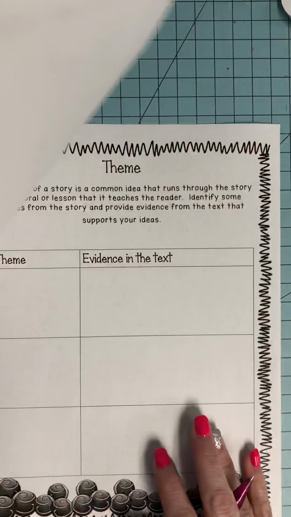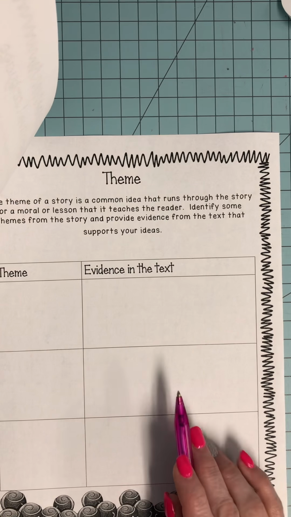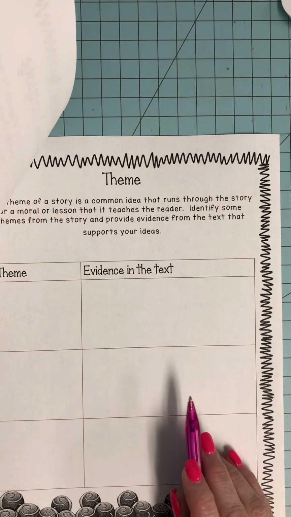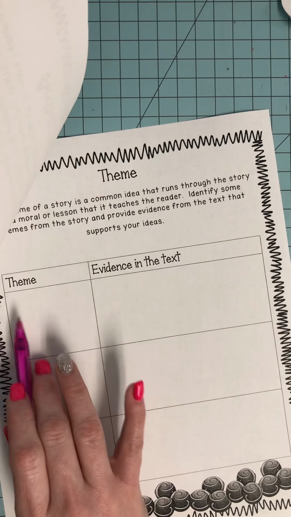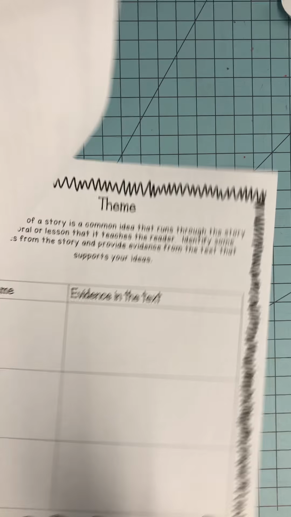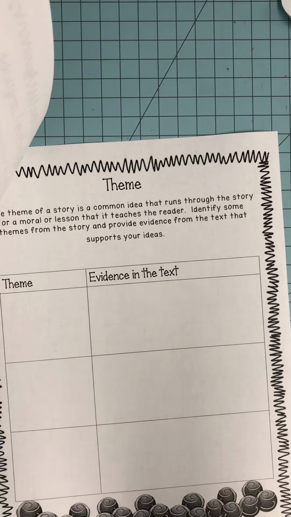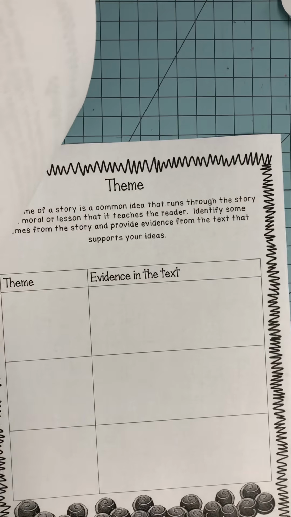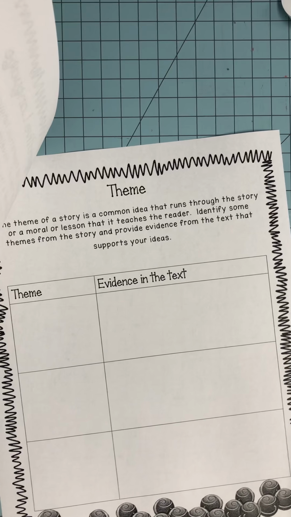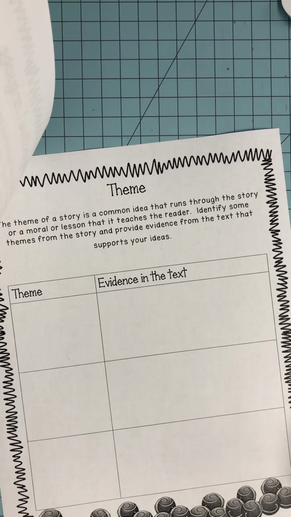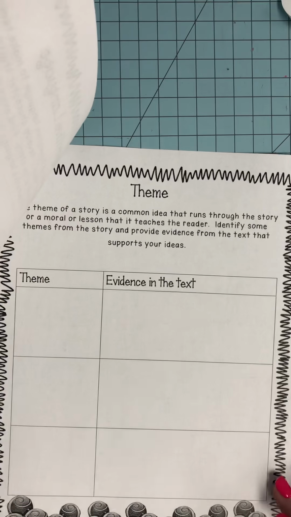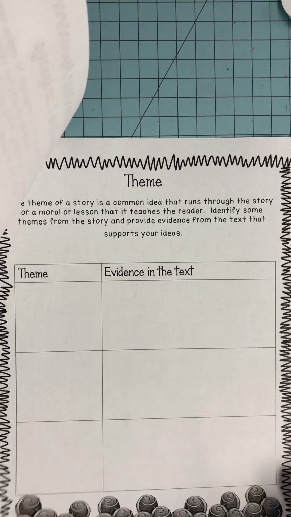In this one, the theme of the story is a common idea that runs through the story or moral lesson that it tries to teach you. Identify some of the themes of the story and provide evidence from the text. So what did the author teach you, or what did you learn in the story? I always explain this, the theme, like in Green Eggs and Ham by Dr. Seuss. He was describing that the lesson or moral he wanted to teach you in that story was that you should always try new things, okay? So in the book, what was the author trying to teach you in The Chocolate Touch, okay?